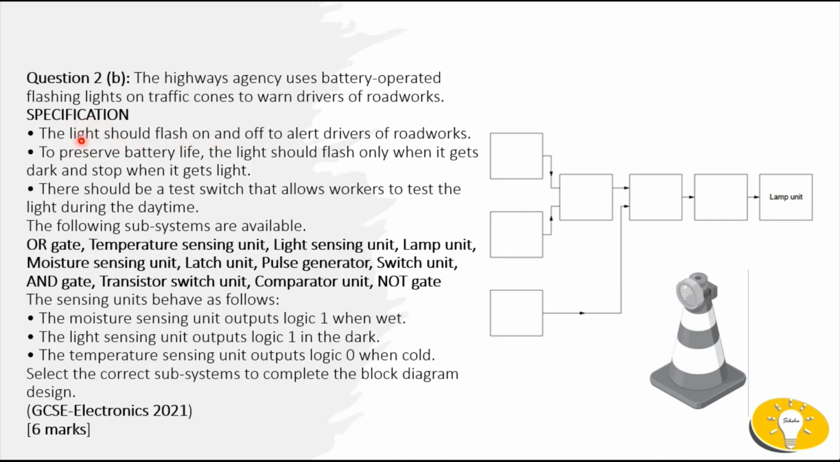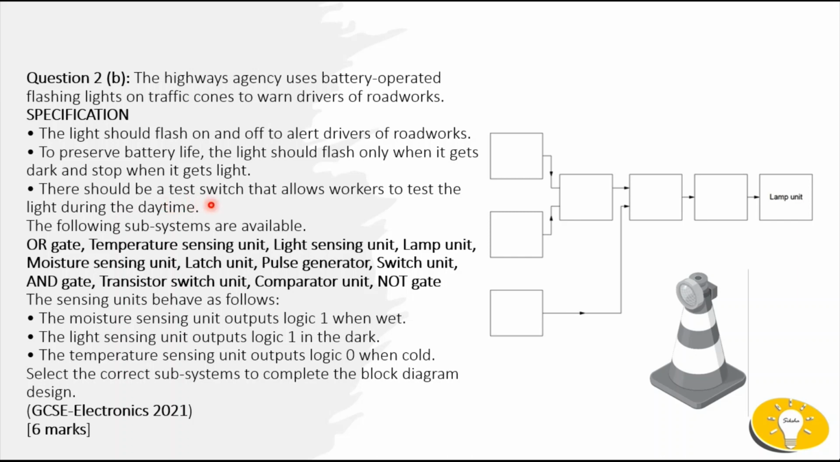So what are the specifications? The light should flash on and off to alert drivers of the roadworks. To preserve battery life, the light should flash only when it gets dark and stop when it gets light. So this light should only flash during night or when it is dark. From the subsystems, I think we will need the light sensing unit as one of the inputs.